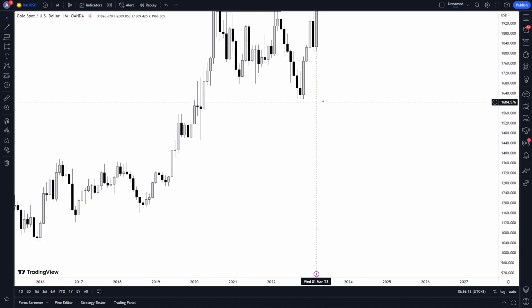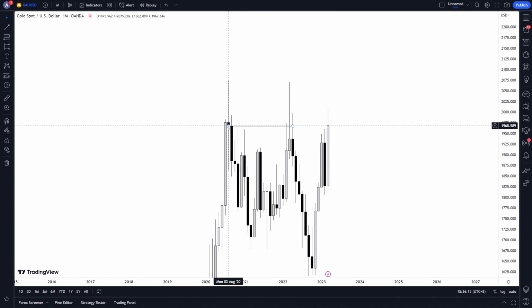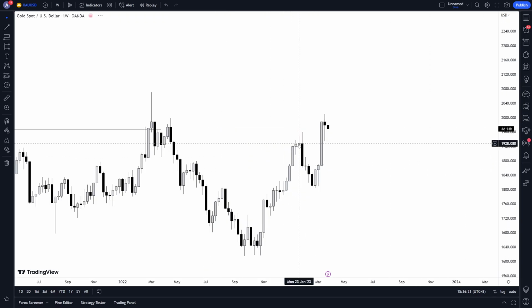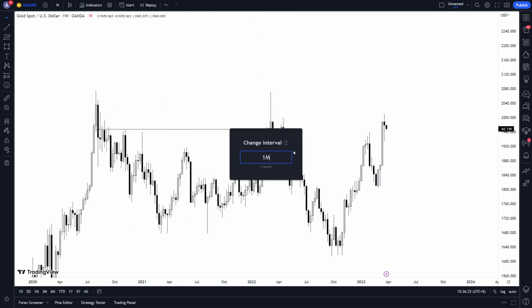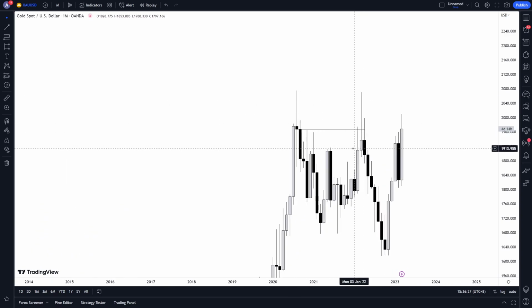So here we have ourselves a completely fresh monthly SNR. What type of SNR is this? Open close, right? So we have ourselves the first touch, in which monthly rejected, but weekly never broke out. We have ourselves the second touch in this big long candle.